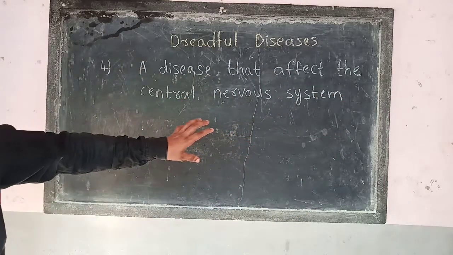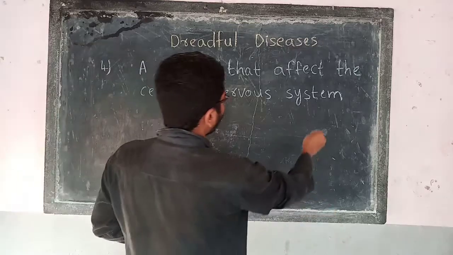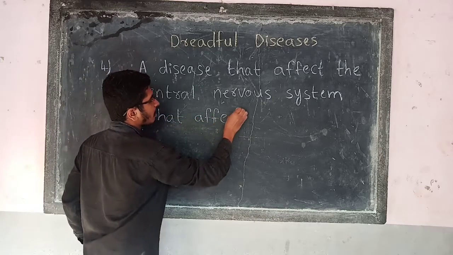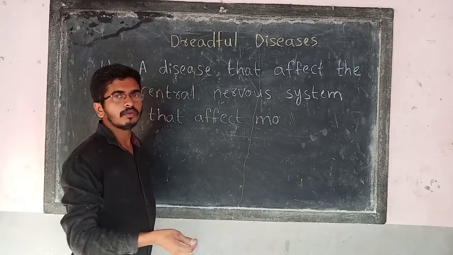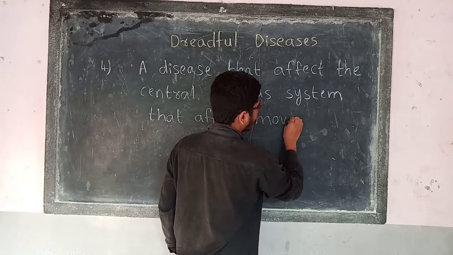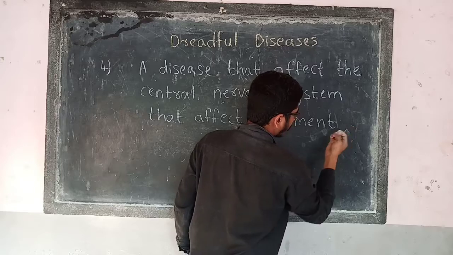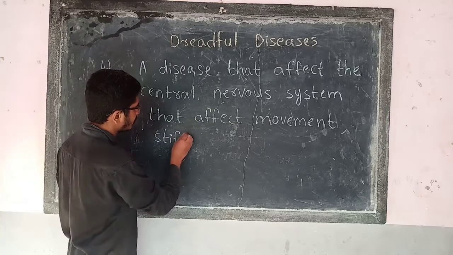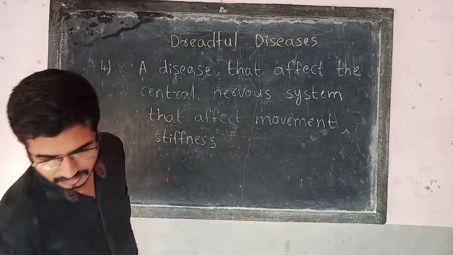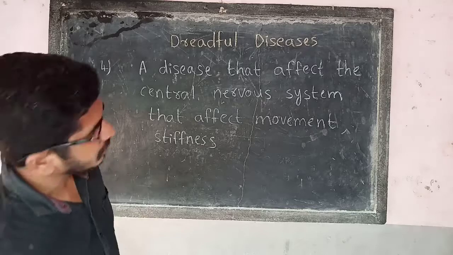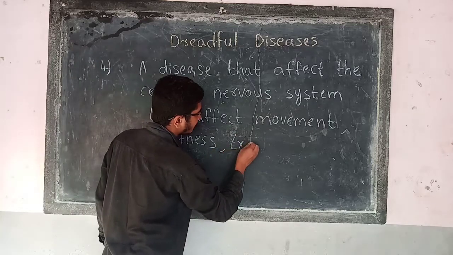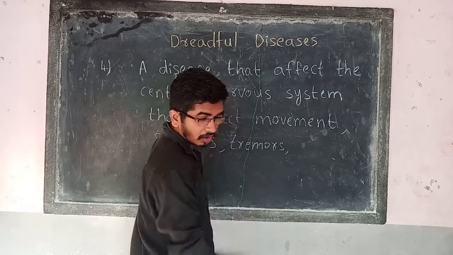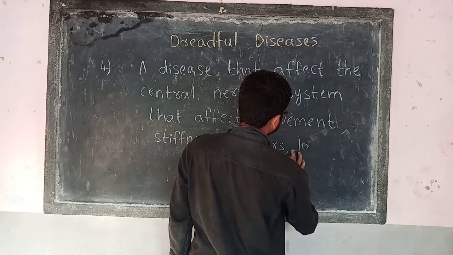Because this affects the central nervous system, what will happen here is that it affects movement, meaning we are unable to walk properly in order. Stiffness means unable to stand properly. Some people will get bent like this. Clear? Stiffness, tremors and loss of balance. Tremors also will get affected. Loss of balance also we can say.